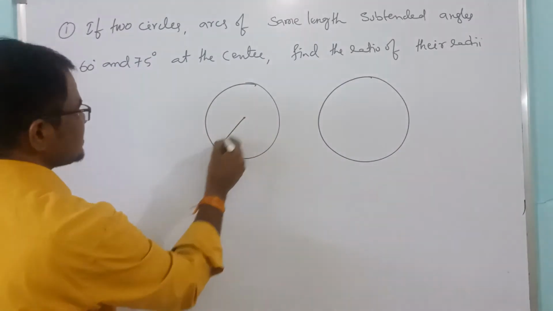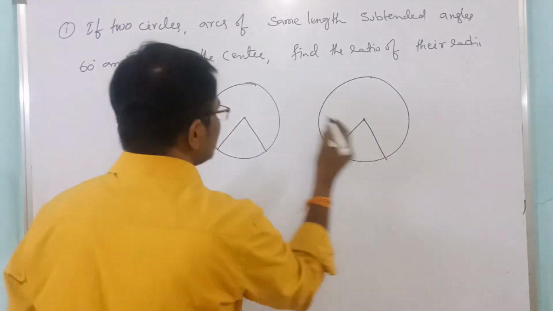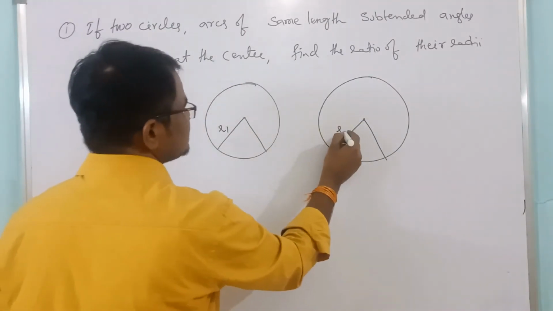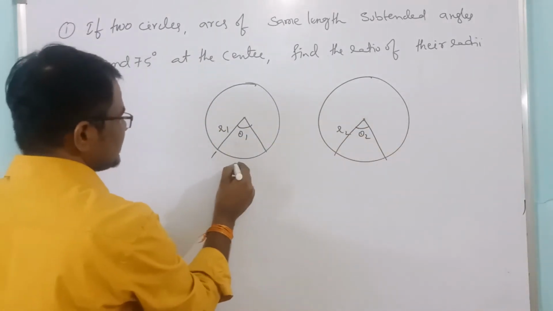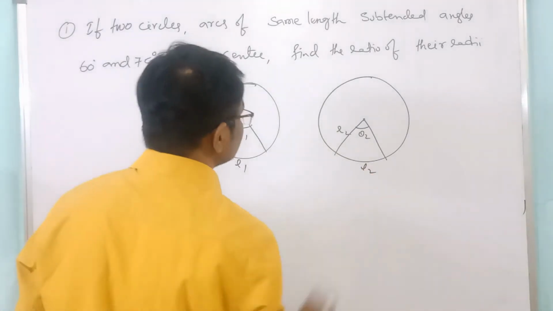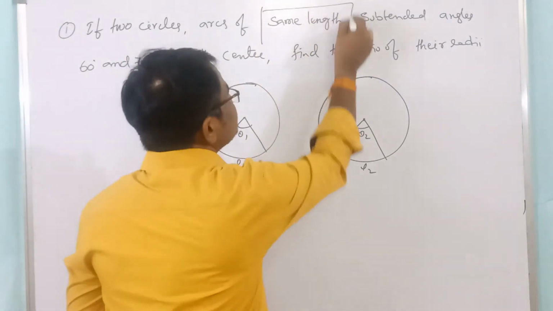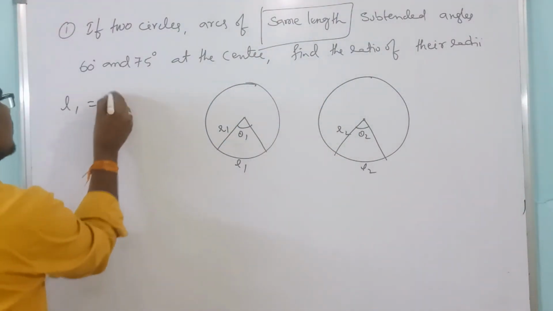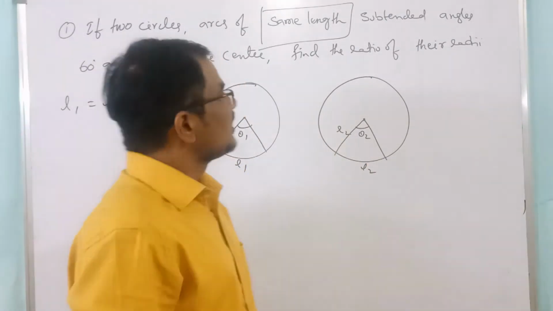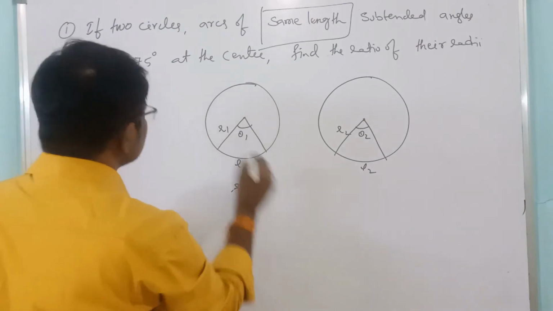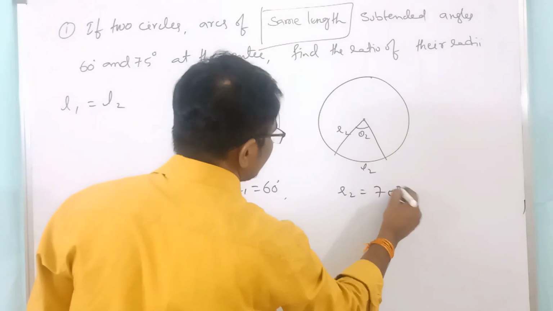Now here, arcs of the same length. So here this is r1, this is r2, this is theta 1, this is theta 2, and here to here it is L1 and this is L2, right? What is given? Two circles with arcs of the same length means L1 equal to L2 is given. This length and this length are the same. And theta 1 is 60 degrees, and theta 2 is 75 degrees.